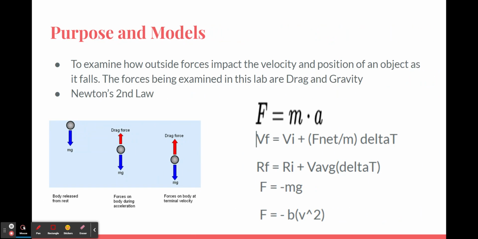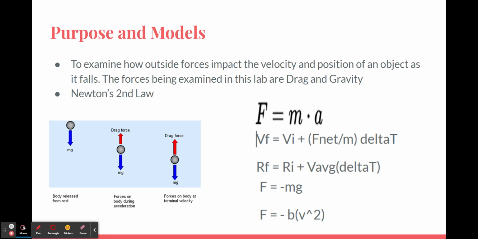So the purpose of this lab was to use an object and demonstrate the aforementioned constant velocity, Newton's second law, and outside forces acting on an object in both a lab and a real world setting. In this lab in particular, we're going to be examining drag and gravity on a ball falling.